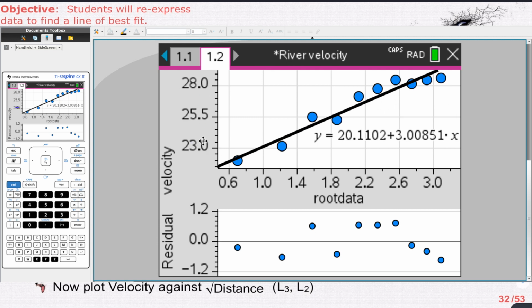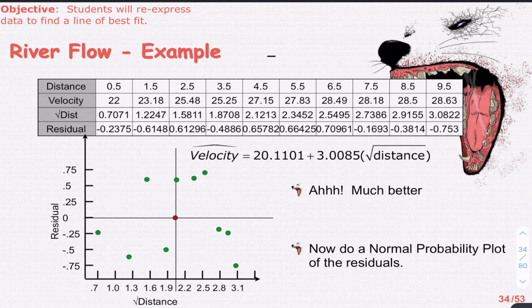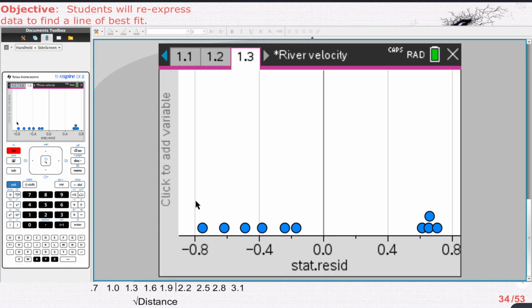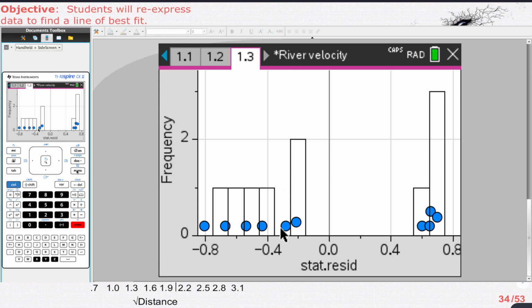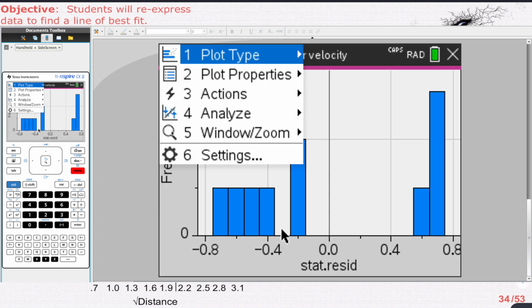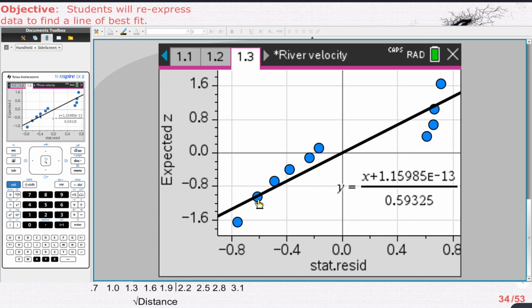My velocity stays the same, and the residuals look slightly more scattered. So this is a better model. Now I can look at this data. If I just put the residuals on the x-axis, and I go menu, plot type, I can look at a histogram or a normal probability plot. Now, if you think back, a normal probability plot we should mostly fit on a line if my data is linear.